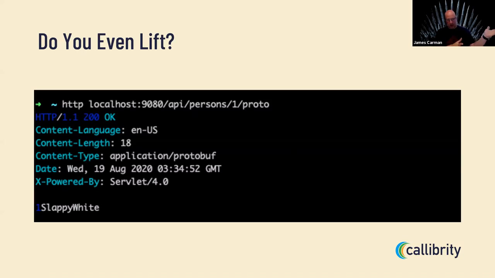So for instance, if you have a service that's talking to the outside world, once you get in through your firewall and you're talking to other microservices within your organization, in between those, protobuf is a perfect interchange format because it's much smaller and it's much faster encoding than JSON is.